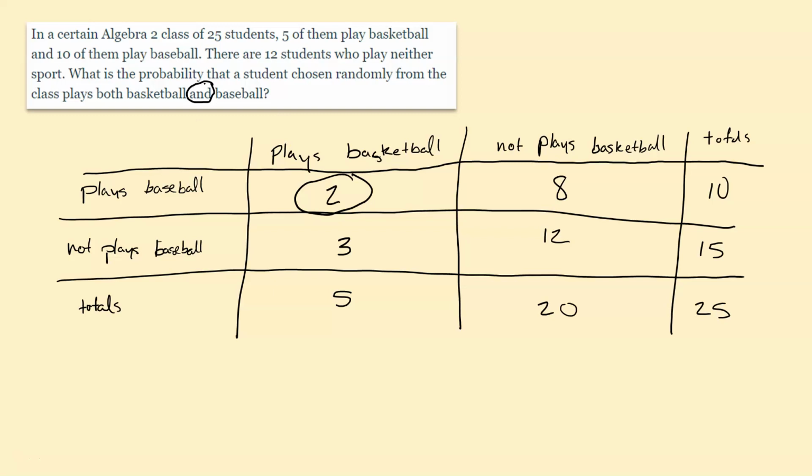And important to note that here we're looking for people that play baseball and basketball. So that is this box here. If it said or, then we would also be interested in the people that play basketball but not baseball and baseball but not basketball. So we would have 2 plus 3 plus 8, right? So there's more people in that case, but this is an and problem.